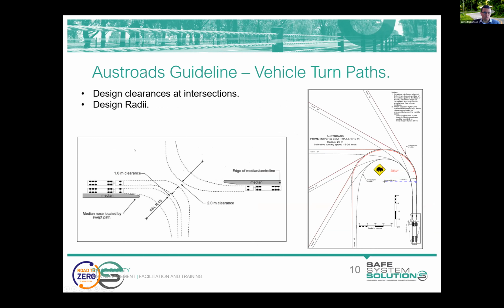There is a heap of guidance in the Austroads suite around swept paths at intersections in particular. You might be familiar with some of these diagrams. On the right, we have a snip from the Austroads turning path templates guide, showing, I think, a semi-trailer turning at a particular radius and speed. So for each design vehicle, there is a range of turning speeds and radii that can be applied to different situations. So it's important to choose an appropriate turning speed and radii.